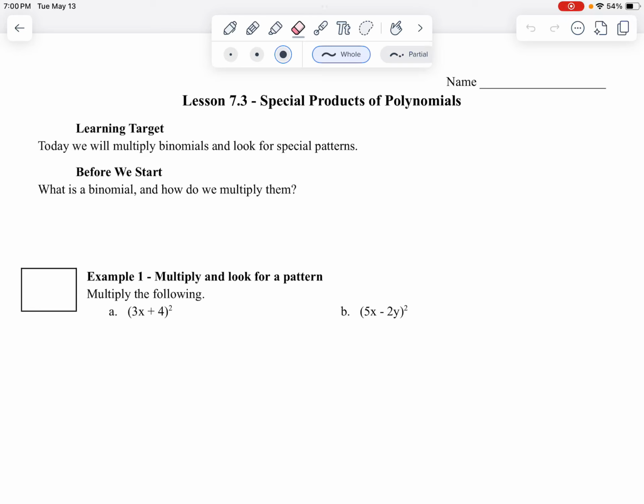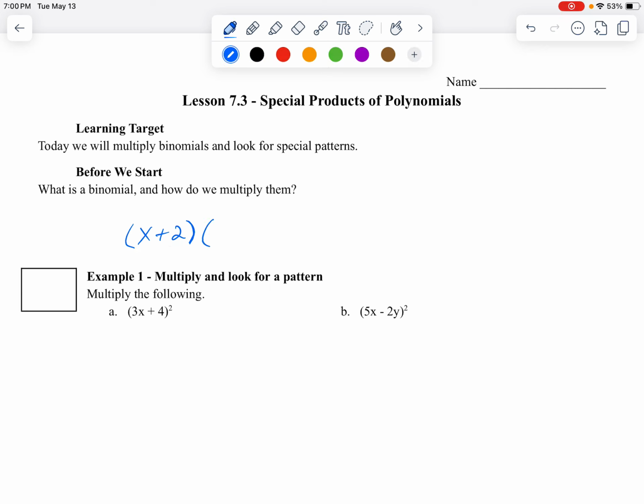So here's our video for lesson 7.3. This is just a really tiny step up from 7.2. What is a binomial and how do we multiply them? So in 7.2 we looked at things like maybe x plus 2 is a binomial because it has two terms.